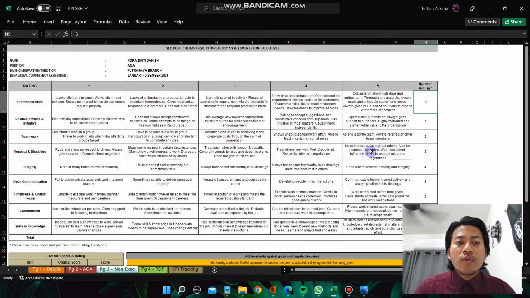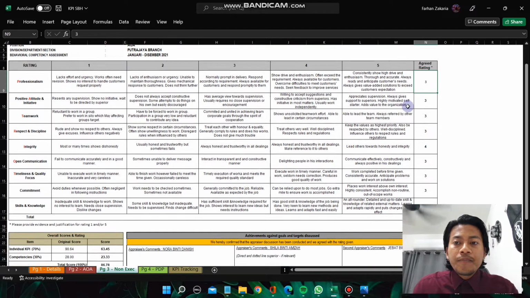This assessment is for January to December 2021. Now I will explain that there are 9 ratings in total: professionalism, positive attitudes and initiative, teamwork, respect and discipline, integrity, open communication, timeliness and quality focus, commitment, and also skills and knowledge. All these 9 ratings are rated for a maximum of 5 points.